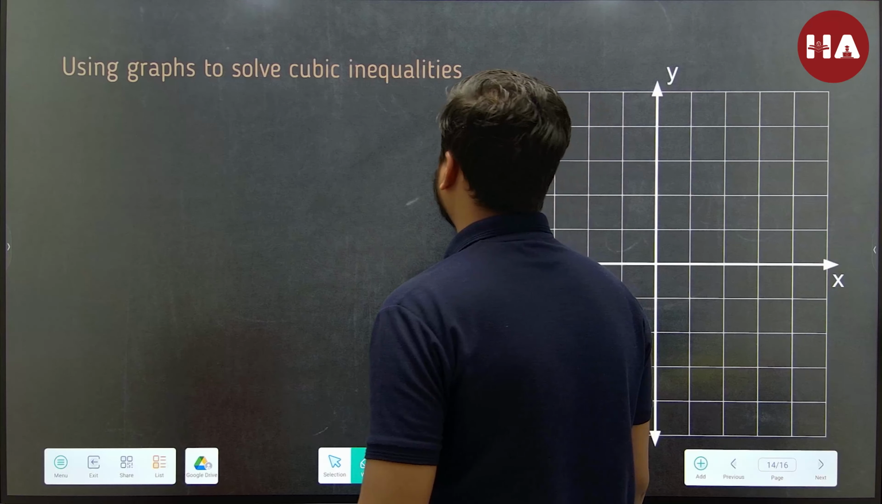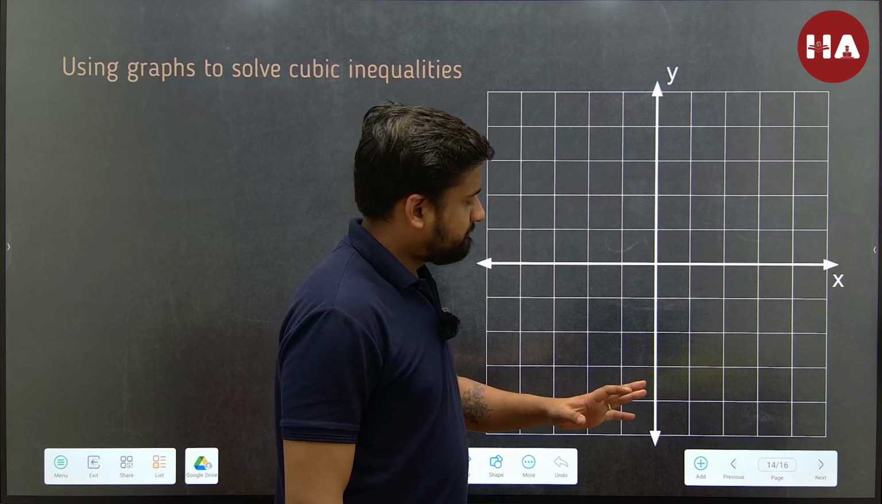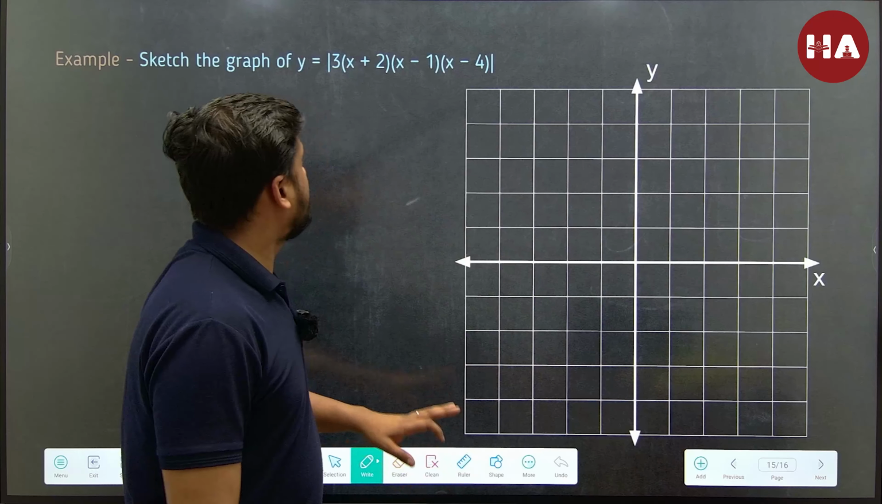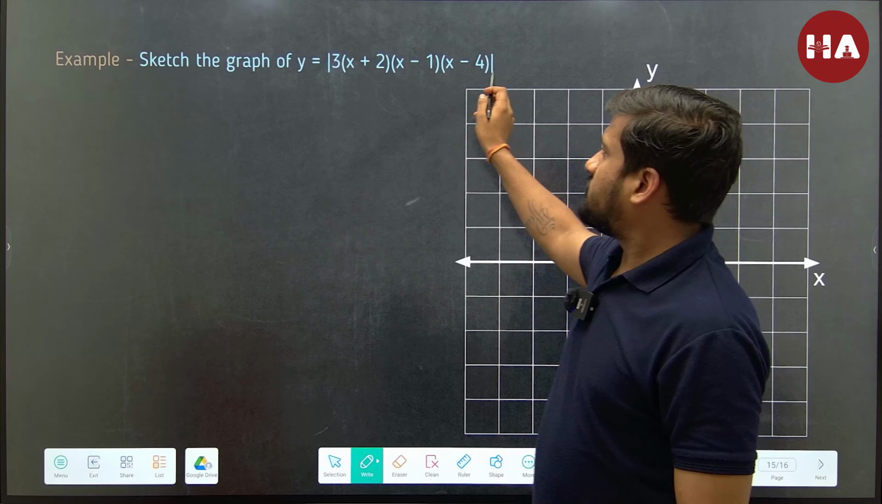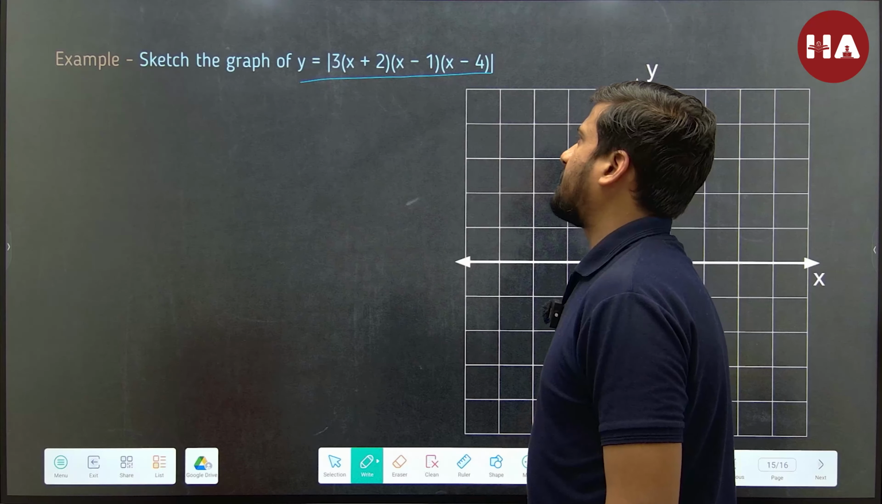Let's move on. Using graphs to solve cubic inequalities. First, we are going to draw the graph of this one. In the next one, we are going to deal with the inequality.